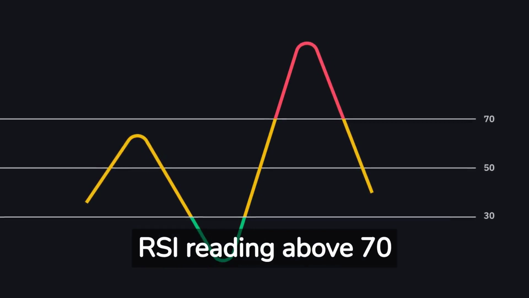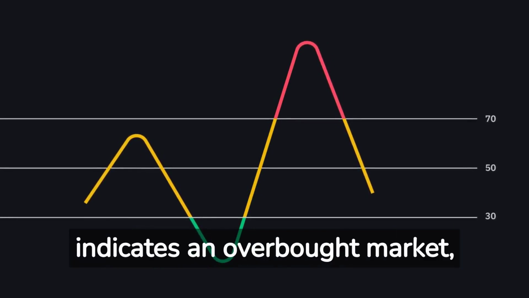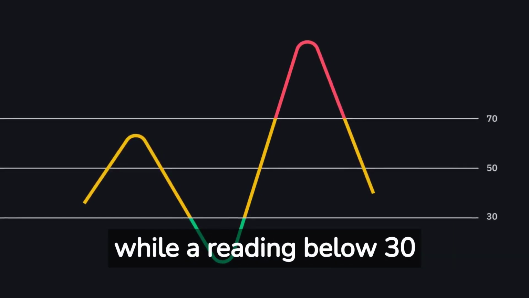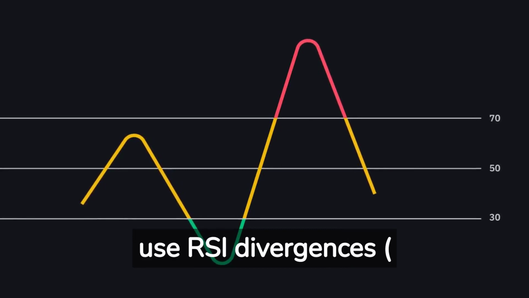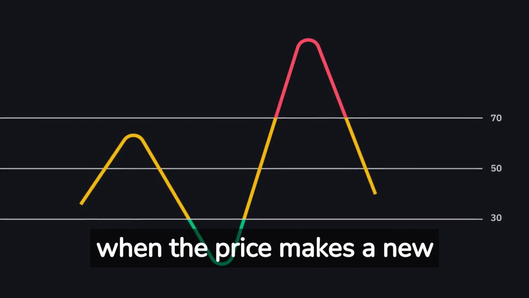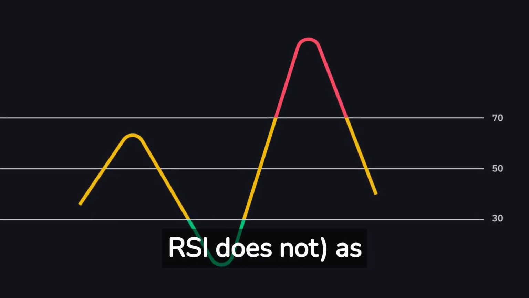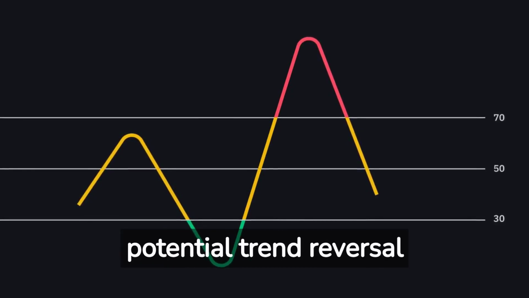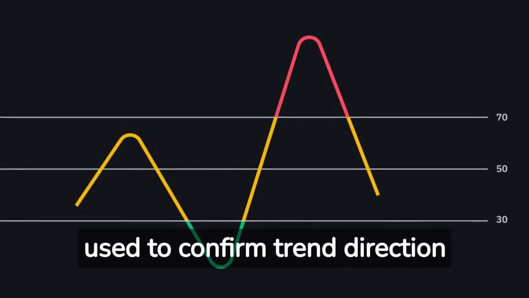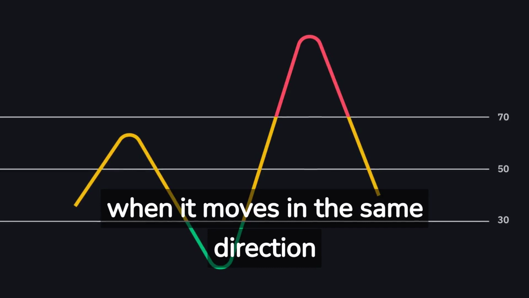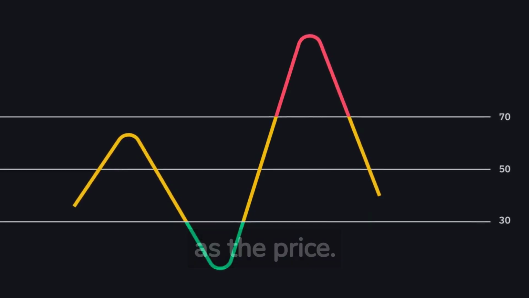Typically, an RSI reading above 70 indicates an overbought market, while a reading below 30 signals an oversold market. Traders can use RSI divergences, when the price makes a new high or low but the RSI does not, as potential trend reversal signals. Additionally, the RSI can be used to confirm trend direction when it moves in the same direction as the price.